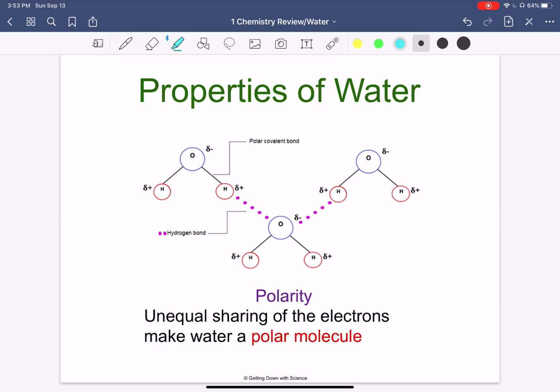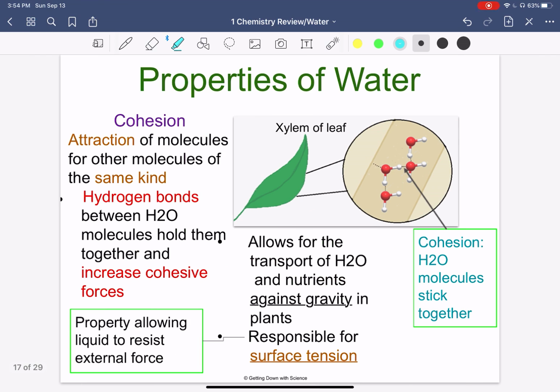Now, here's the thing. It's not a super strong bond. It's not nearly as strong as the covalent bonds that are holding the oxygens to the hydrogens, or even as strong as an ionic bond holding something like sodium to chlorine. So these hydrogen bonds can be easily broken, and the easiest way to break hydrogen bonds is to add energy to them. We'll get to that in just a second.